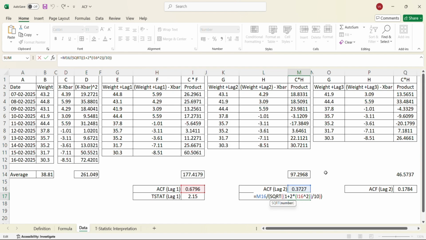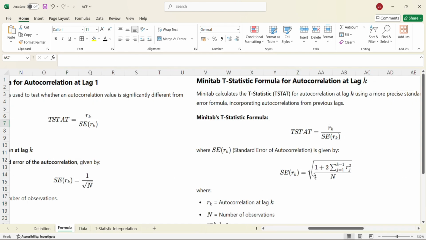So that is the formula. If I want you to understand the formula easier, let me go back to the formula sheet. So if you see here, square root of 1 plus 2, then you have the summation. Now we are doing it for lag 2 only. However, if we have lag 2, lag 3, lag 4, then we need to add them. That's why we have put the summation. Then we say autocorrelation function squared divided by n. So in our case, we are doing it only for lag 2.